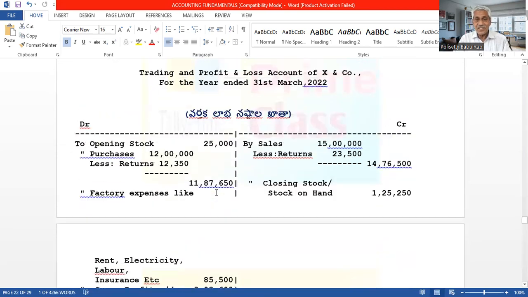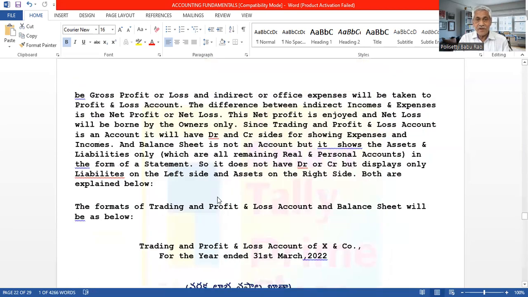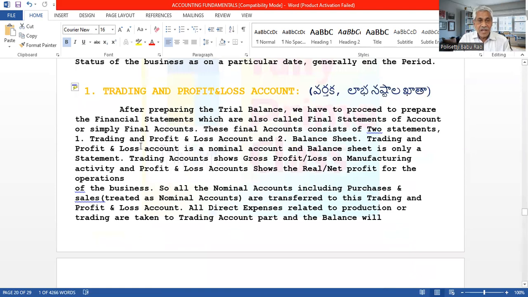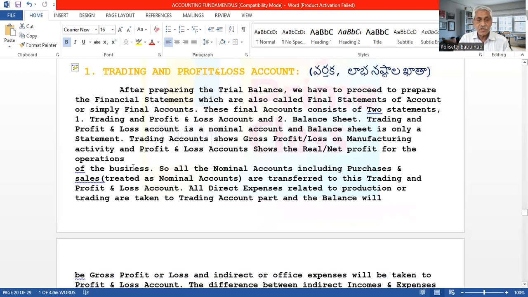So this is the trading account and profit and loss account. After preparing these, the balance sheet comes. The trading and profit and loss accounts are nominal accounts, and the balance sheet is only a statement. The trading account shows gross profit or loss on manufacturing activity, and the profit and loss account shows the real or net profit for the operations of the business. So, all that.